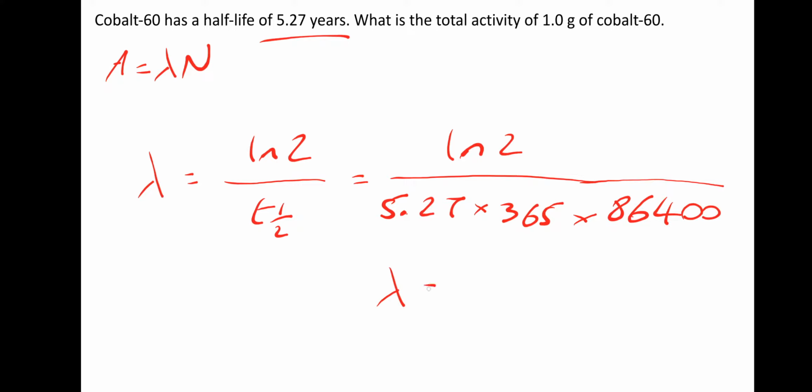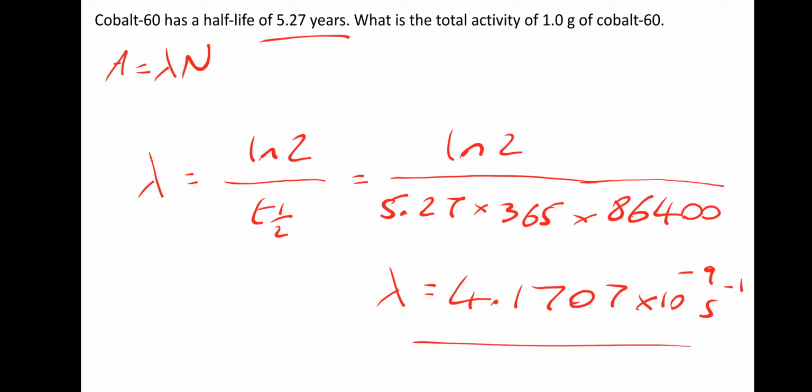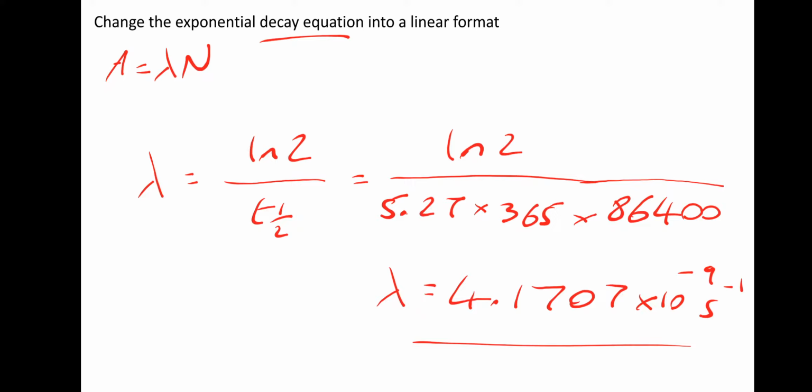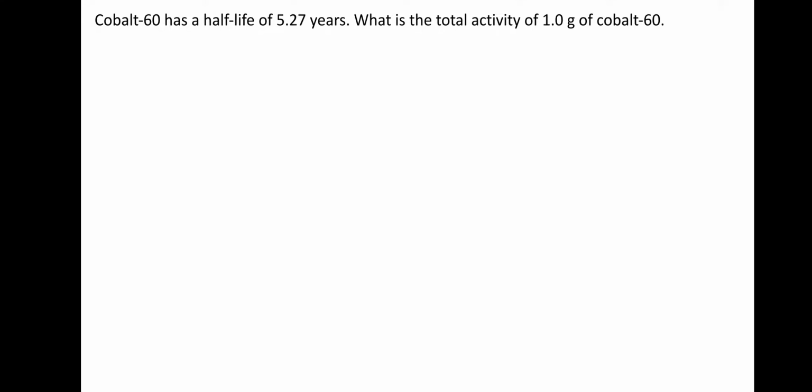So that gives a decay constant that's equal to, now I'm going to use quite a lot of significant figures, 5 for an intermediate calculation, 5.1707 times 10 to the minus 9 s minus 1. Now let's calculate the number of atoms. Make sure you've got this written down if you've not got this.